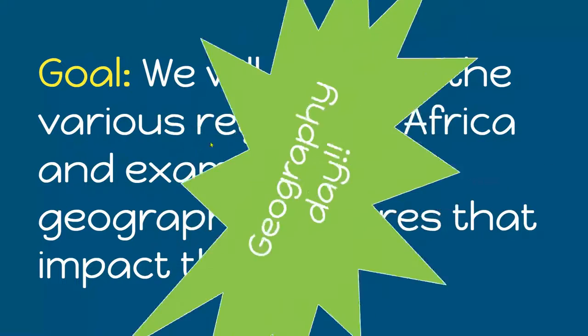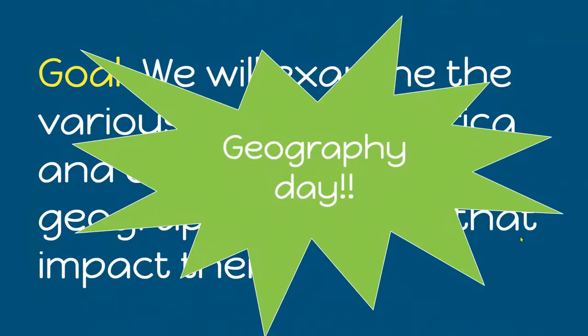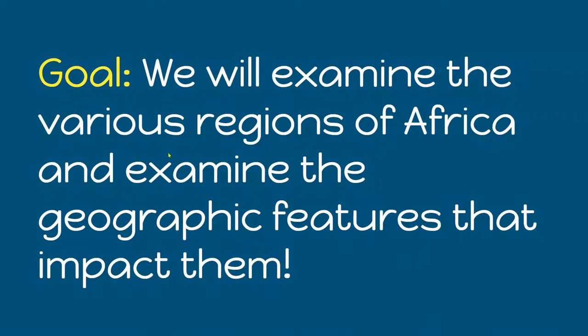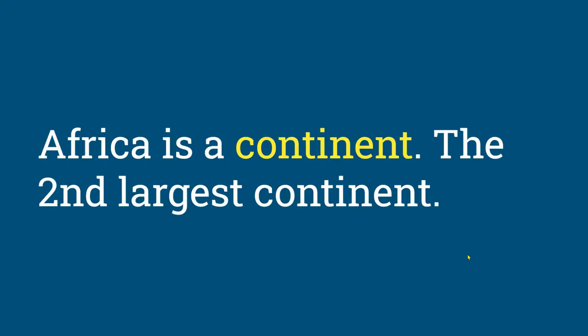today's lesson. All right, so today's goal is that we will examine the various regions of Africa and the impact that geography had on those different regions. So, Africa is a continent. Oftentimes, people refer to Africa as though it were a country. Africa is made up of 54 different countries with very varied geography, culture, language, and it's the second largest continent in the world after Asia.